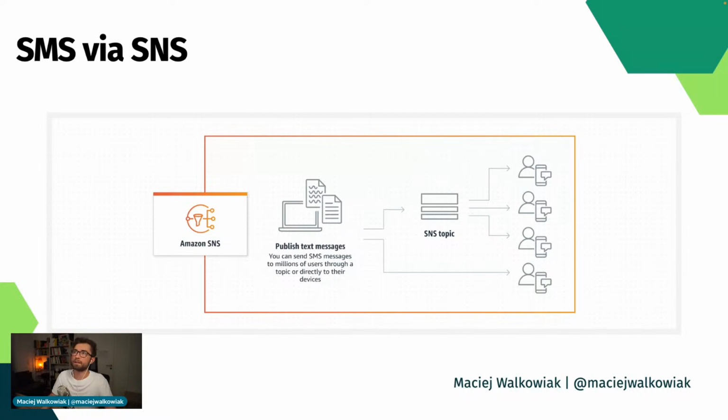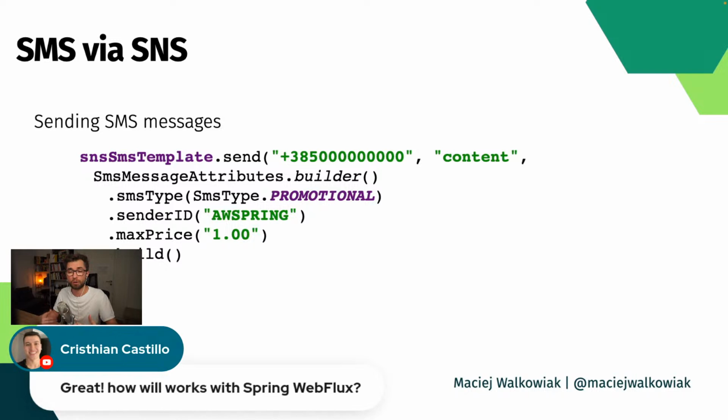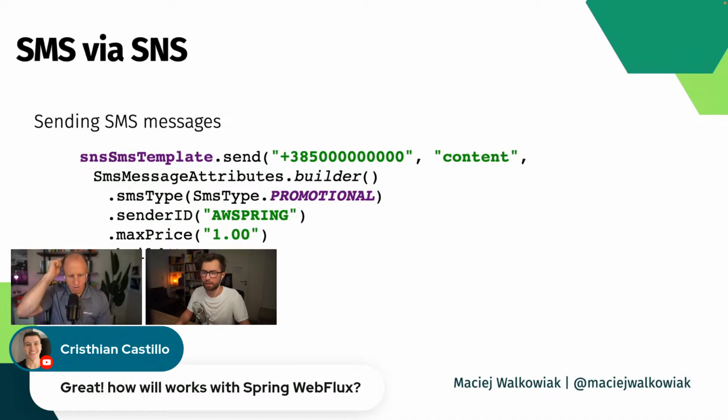But the API to send text messages is quite inconvenient because you have to use a lot of special attributes as strings. So we decided that we can do it better, and we provided SNS SMS template where you just send a message. We specify what is the phone number, what is the content of the message, and then again this fluent interface for setting all the possible properties, because there are quite a lot of different options to send. Like it can be a promotional SMS, it can be a regular one, and so on.